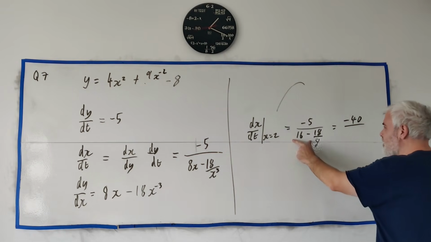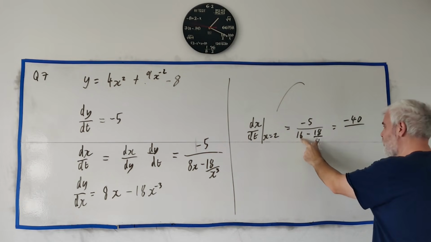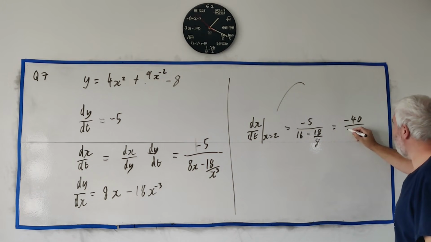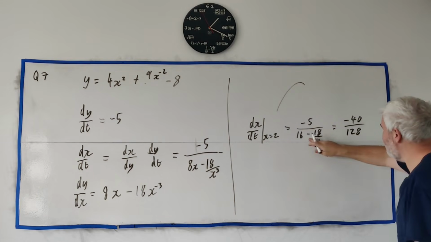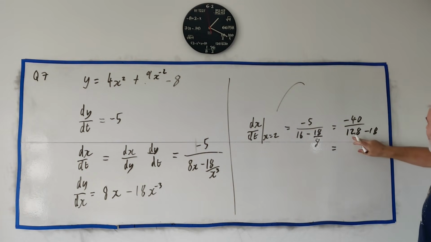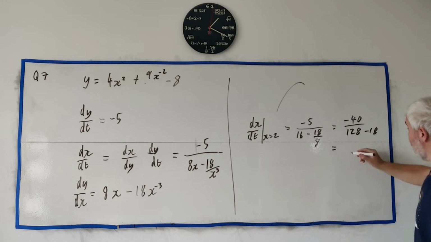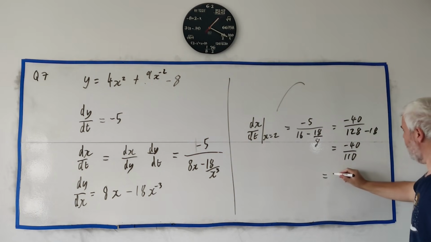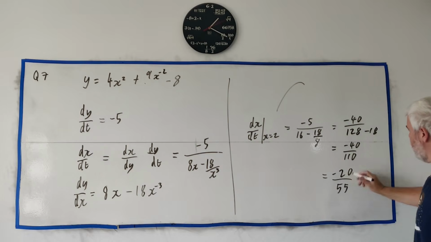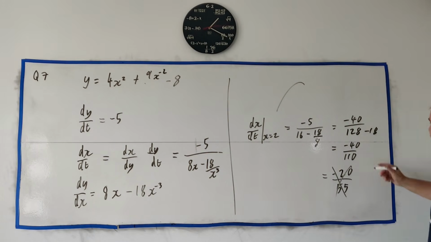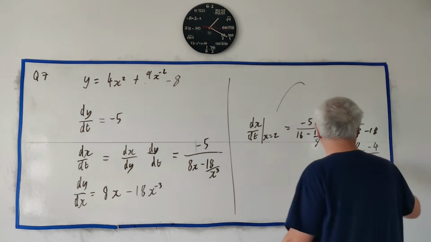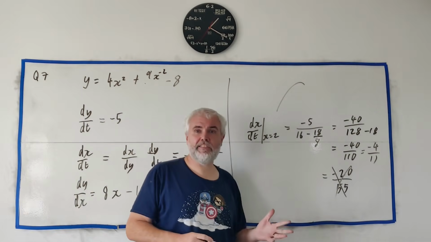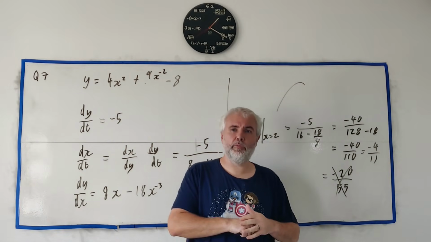16 times 8 is, what is that? That's 80, and 3 8s are 24, so 6 8s are 48. 80 plus 48 is 128. Yeah, minus 18. 128 minus 18 is 110. Minus 40 over 110. 10 goes into both of them. So this is equal to minus 4 over 11. Let me just double check my answer. Yeah, that's the final answer to part A. Let me clear this off and we'll do part B.